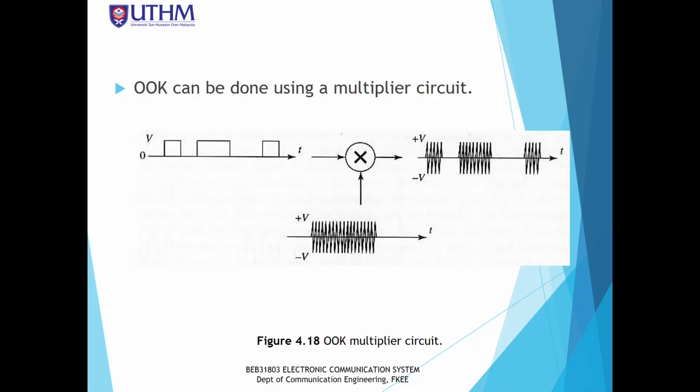OOK can be done using a multiplier. So how can we generate the OOK or ASK? We can use the multiplier, like this. This is the multiplier. We multiply the digital input, the digital code word, with the analog signal, the analog carrier, to produce the output like this. So this is it for input logic 1, logic 0, logic 1, logic 0, logic 1. So it becomes an on and off signal at the output.